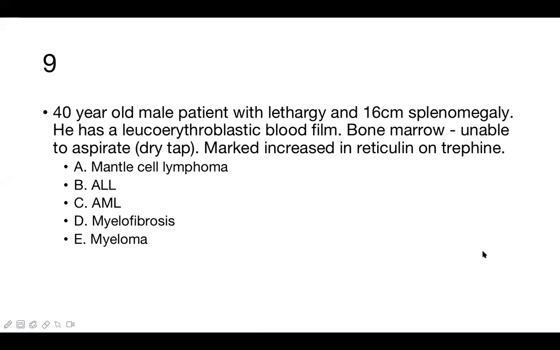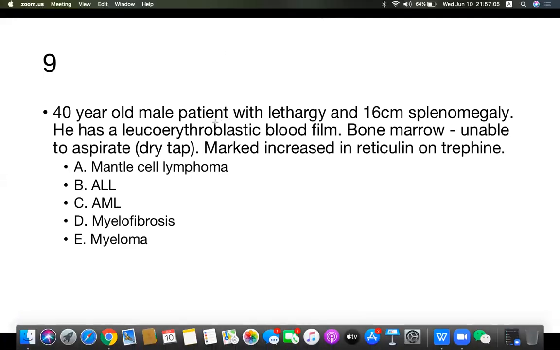So nobody is speaking. So you are absolutely correct. These are enough clues to say this is a case of myelofibrosis. So, a 40-year-old male presents with lethargy and a very huge spleen. A 16 centimeter splenomegaly is a massive one, and myelofibrosis is one of the causes of massive splenomegaly. So from there also you can get a certain clue.